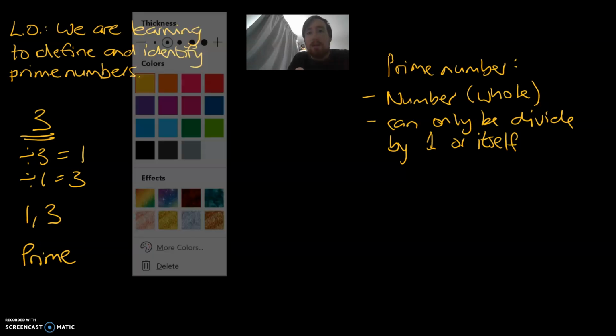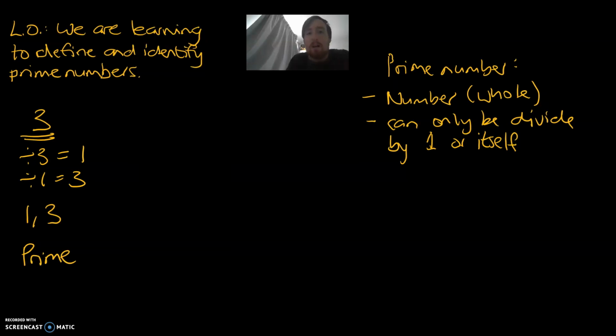I'm going to change the pen color. We'll go for orange now. The next one I want us to look at is the number 10. What numbers can we divide 10 by to get other numbers? The obvious one, we can always divide it by itself, which will give us 1, and we can always divide it by 1, which will give us 10. Those two are always going to be true. But are there any other numbers? If there are, that makes it not a prime number.